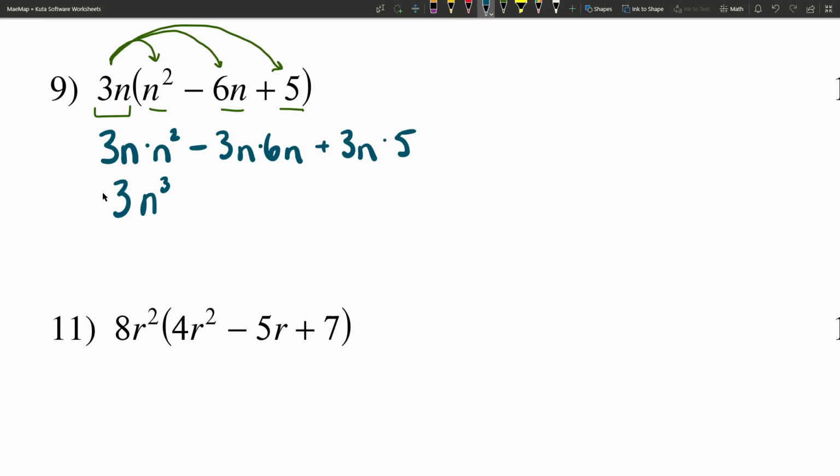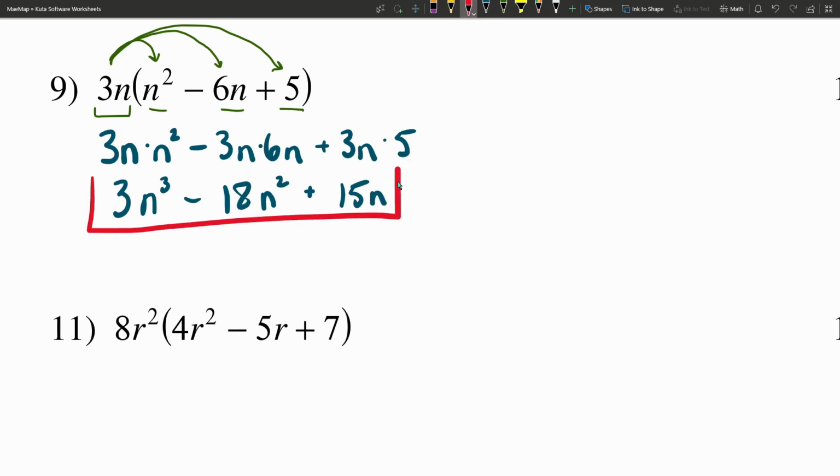So, now that we have our first term, we're going to subtract 3n times 6n. 3 times 6 is 18, and n times n is n squared. So 18n squared, and then we're going to be adding 3n times 5. 3 times 5 is 15, so that's going to be a 15n. And there we have it.